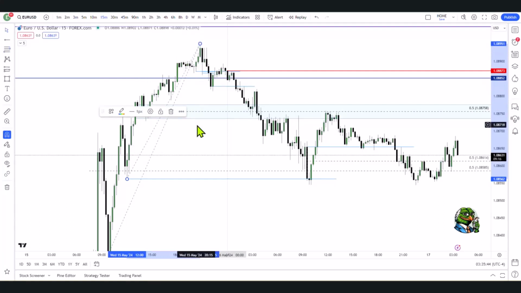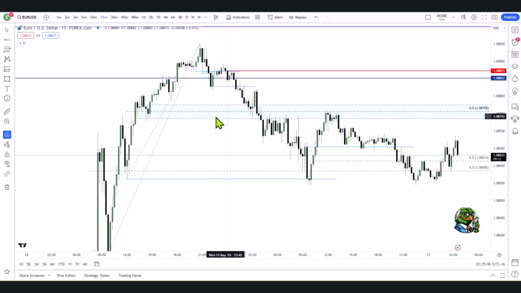You don't even see it. It is that well aligned with the original 50% that I drew from that down candle, and the 50% of this swing high and low, that you can't even see it. That's how well that confluence is at that level. So you kind of got to use a bit of maths to work out where these levels are.